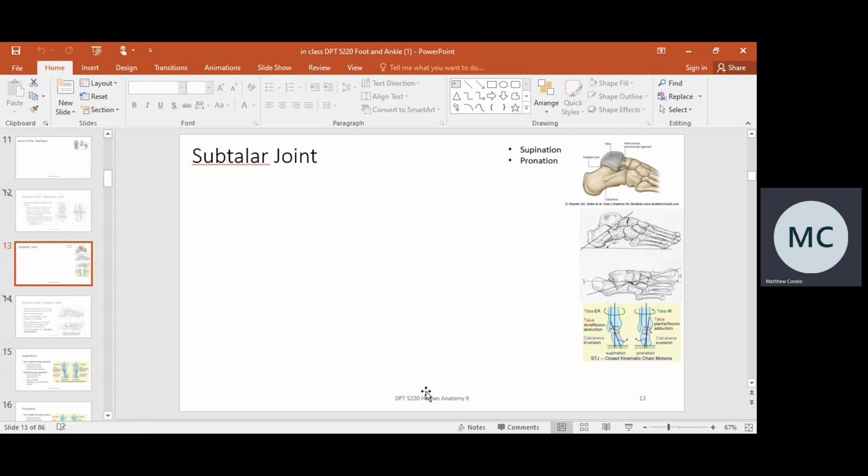We all know what the word sub means by now. It just means under. So it's just the joint under the talus. The subtalar joint mostly refers to the articulation between the talus and the calcaneus. Now, what you can see from the pictures is that not only does the talus have an articulation between the talus and calcaneus, but there's also another articulation up here between the talus and the navicular.